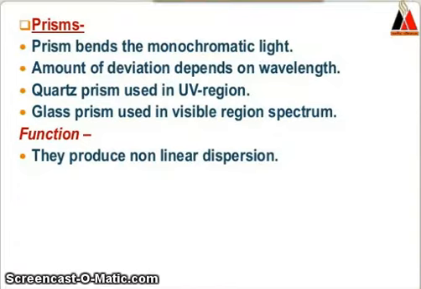So the prism bends the monochromatic light. The amount of deviation depends on wavelength. Quartz prism is used in UV regions. Glass prism is used in the visible region of the spectrum. Functions: they produce nonlinear dispersions.